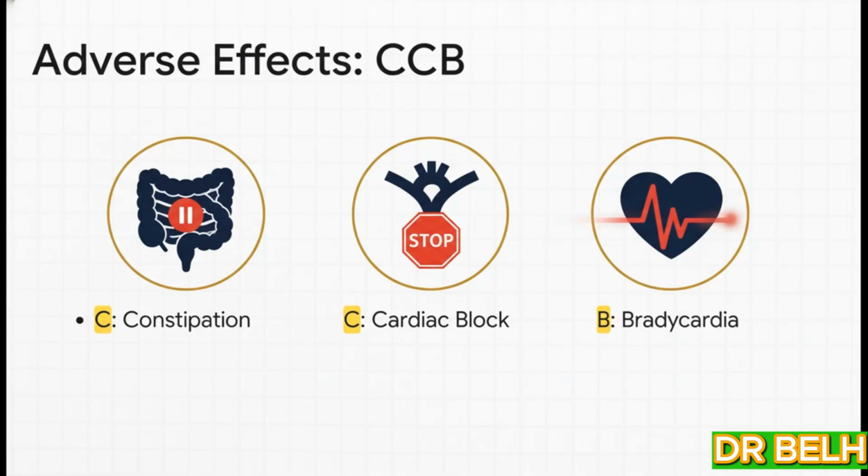And what about their side effects? Well, the mnemonic is hiding in plain sight. It's the name of the class itself, CCB. The first C is for constipation, which is a really common one. The second C is for cardiac block, because they slow down the signal traveling through the AV node. And the B, that's for bradycardia, because you guessed it, they slow down the heart rate.